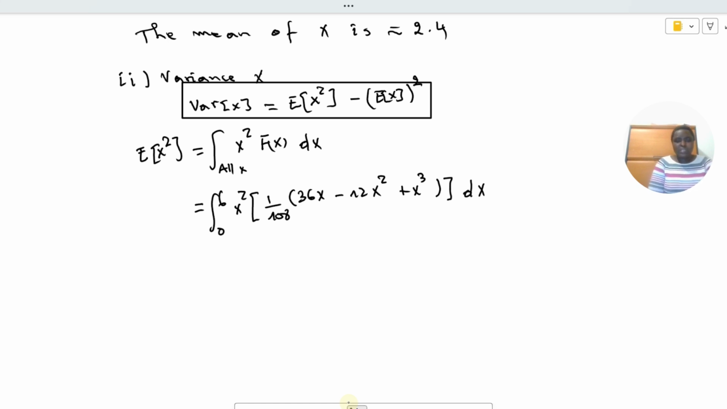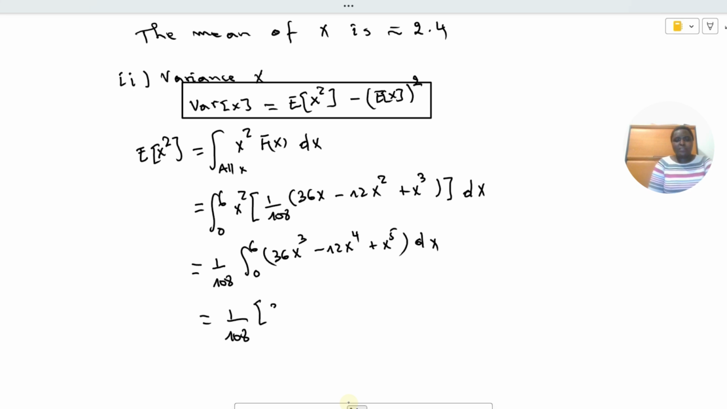So then this is 1 over 108 times the integration from 0 to 6 of 36x to the power 3 minus 12x to the power 4 plus x to the power 5, and dx. All right, so this is equal to 1 over 108 of 36 over 4 x to the power 4 minus 12 over 5 x to the power 5 plus 1 over 6 x to the power 6, and this should be evaluated from 0 to 6.